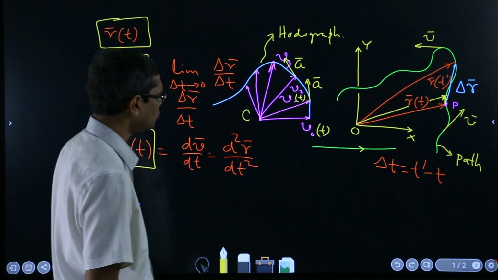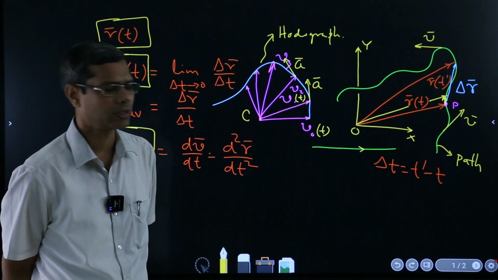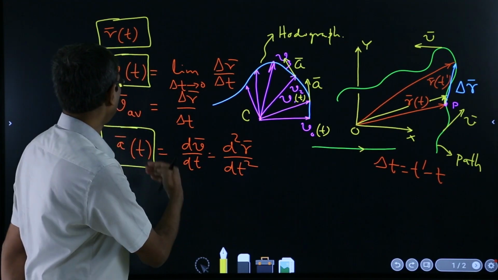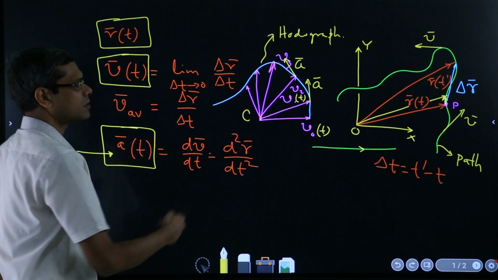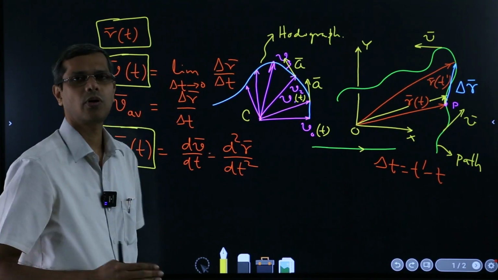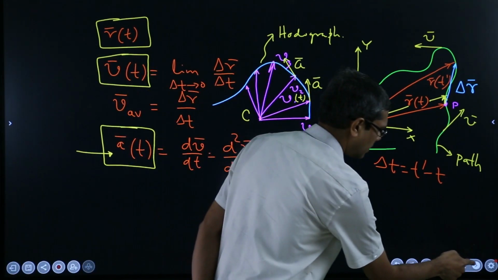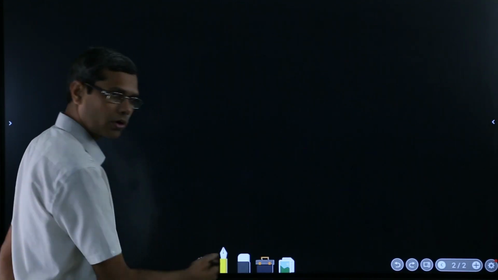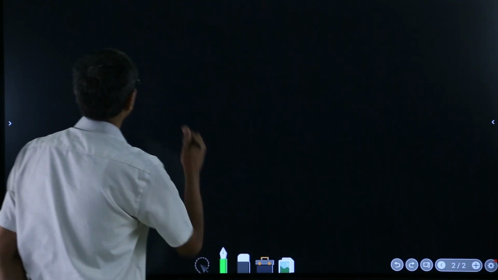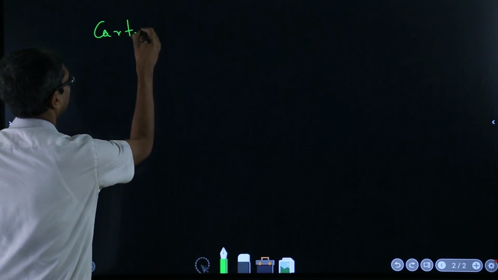Now, to have a quantitative analysis of all these things, we generally will have to write these equations using some mathematical functions, based on some coordinate system. That we will see in this segment and the next, for curvilinear motion in 2D. For example, the first one is our Cartesian coordinate system.